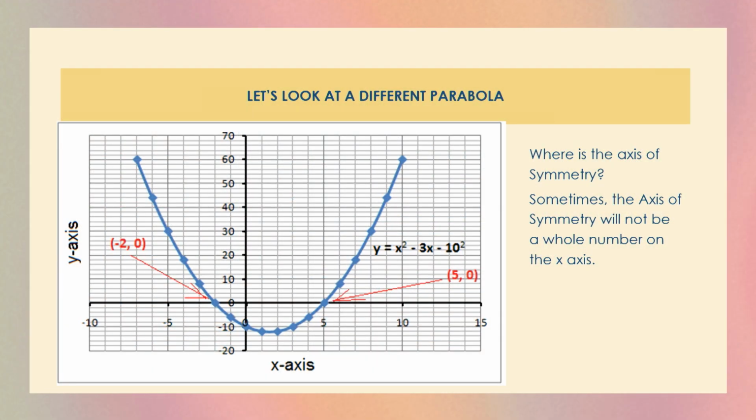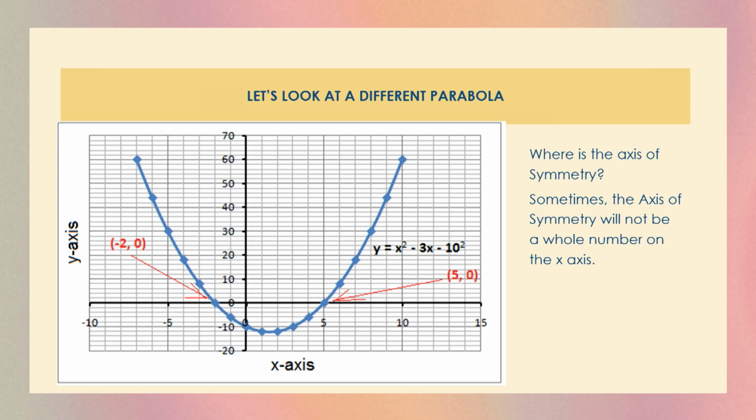Good job. Let's look at a different parabola. Now, the blue line with all the different points is our parabola. We can see where we have our x-intercepts. We see our y-intercept. We see all these different types of points on here. We see even what the quadratic equation is. Y equals x squared minus 3x minus 10. So then it asks us, where is the axis of symmetry?